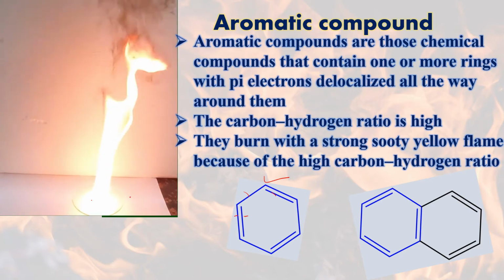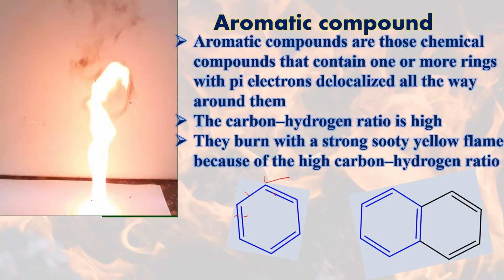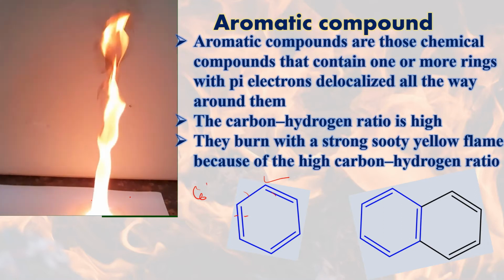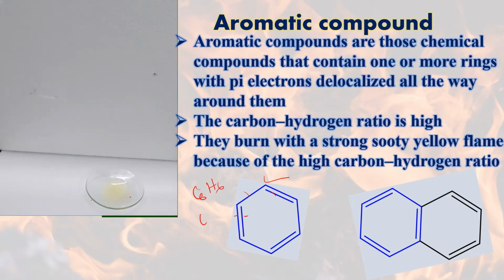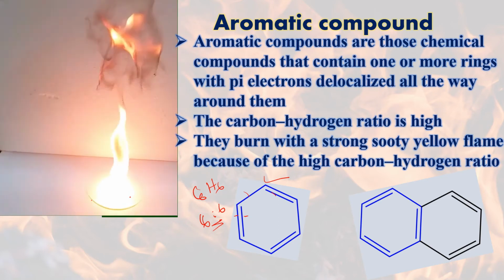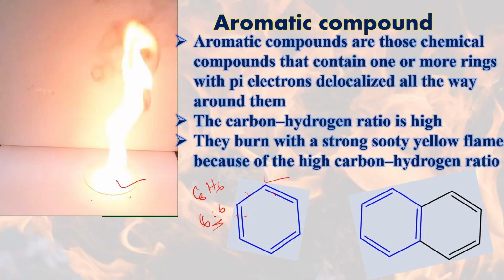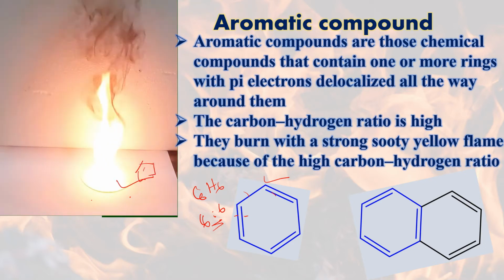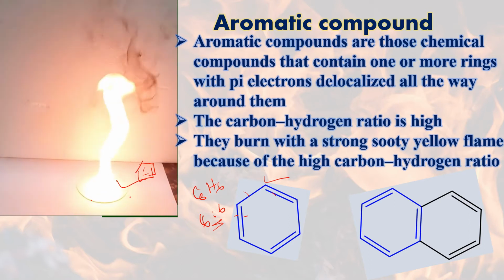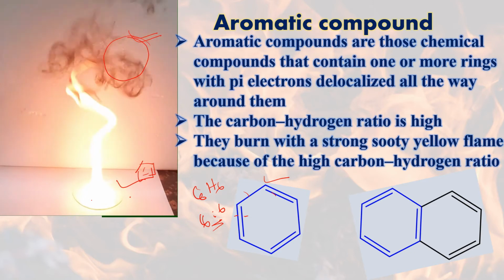And the next one is that the carbon hydrogen ratio is high. In benzene, the formula is C6H6, so the carbon and hydrogen ratio is 6:6. And the other thing, if you burn that organic compound, it will form a strong sooty yellow flame. Here we're burning benzene. A strong yellow sooty flame is coming. Here you can see the black things. This is called a sooty flame.